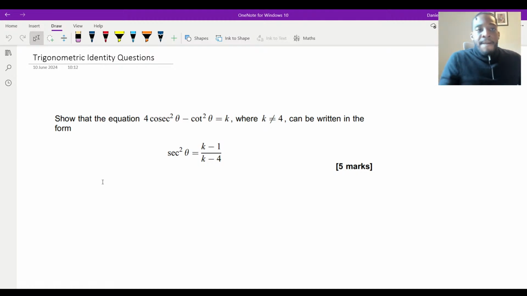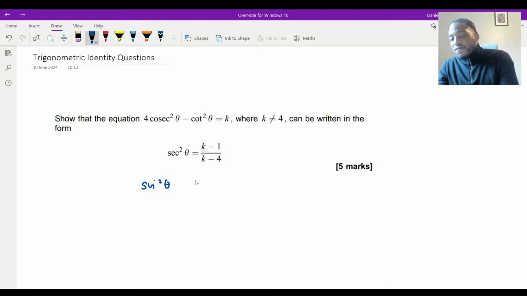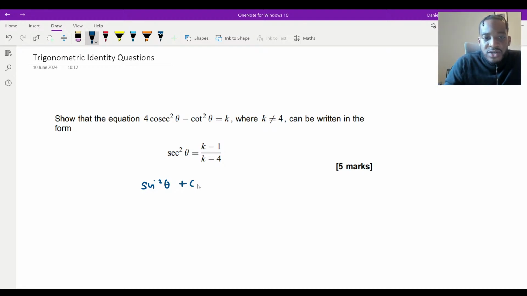Now, firstly, because I've got cosec squared and I've got cot squared, there's a Pythagorean identity that I know connects both of them. So remember, if you don't remember it, I don't think it's in the formula book. Let me know in the chat, is it in the formula book? I can't remember. But sine squared plus cos squared is equal to 1, right? That's what you should know.